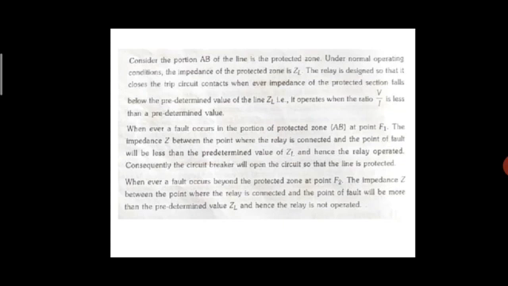Whenever a fault occurs in the portion of protected zone, point A to B at point F1, the impedance Z between the point where the relay is connected and the point of fault will be less than the predetermined value of ZL, and hence the relay operates. Consequently, the circuit breaker will open the circuit so that the line is protected.